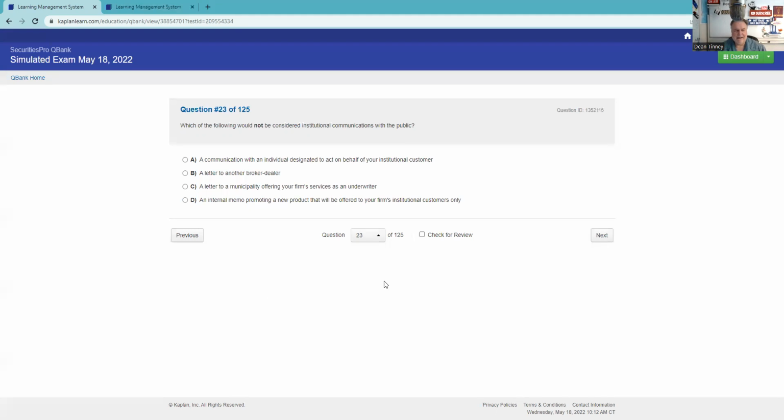Which of the following would not be considered institutional communications with the public? Now, I would definitely know those three baskets. The three baskets are institutional communication, retail communication, which is for more than 25 people, and correspondence, which is 25 or fewer. And the main test question is to know that retail communication requires principal approval pre-distribution, whereas correspondence can be pre or post. Now, this is about institutional communication. On the test, we're less concerned with that.